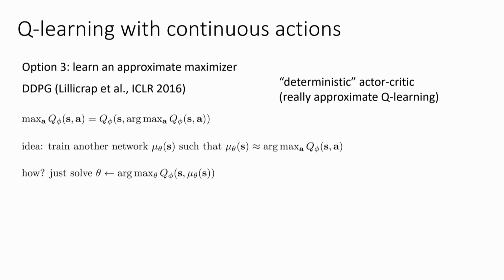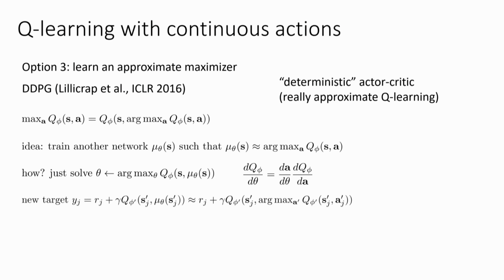Well, all we have to do is solve this optimization problem. We have to figure out the parameters theta of mu that are the argmax of Q phi of s comma mu theta of s. This just requires pushing gradients through the Q function, and we know how to do that. We can just do that via the chain rule. So the derivative of the Q function with respect to the parameters of mu, so dQ d theta, is just dA d theta, which is the derivative of mu with respect to theta, times dQ dA. So if both mu and Q are neural networks, you can calculate both of these derivatives. In fact, any automatic differentiation package will actually do this for you automatically. So it's pretty easy to perform this optimization.